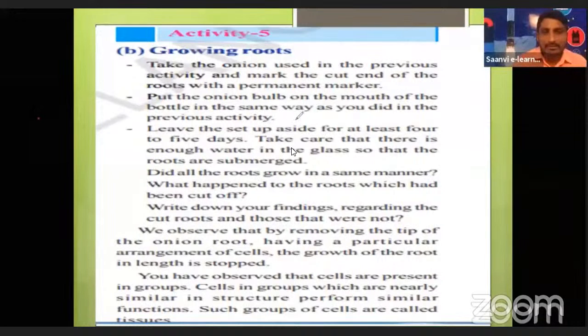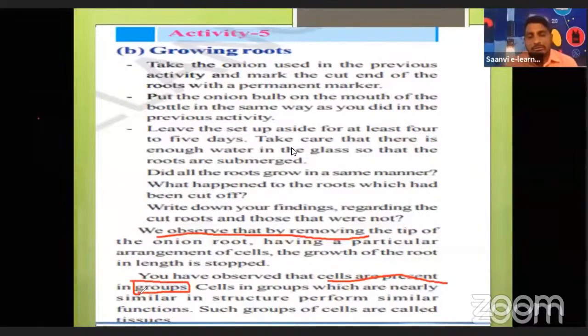Okay, fine. See here, observe, children. We observe that removing the tip of the onion root, having a particular arrangement of cells, the growth of the root in length is stopped. You have observed that. What you have observed is that cells are present in groups.